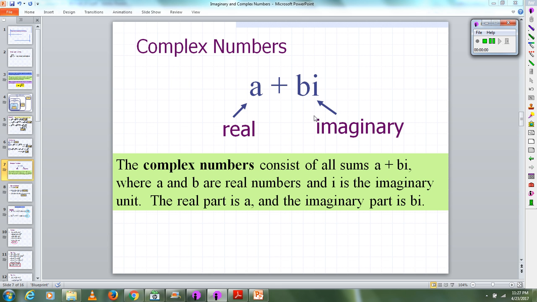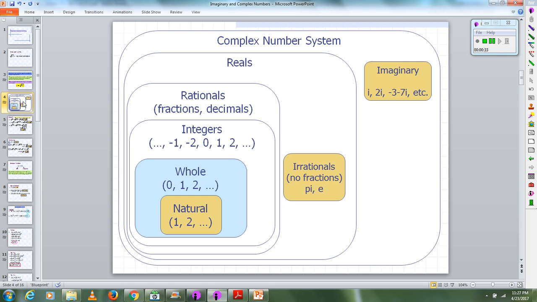Now let's go back and review the definition of a complex number. A complex number consists of the sum of a real number and an imaginary number. If we go back and look at the Venn diagram, you can see right here complex numbers. It consists of the sum of real numbers and imaginary numbers.